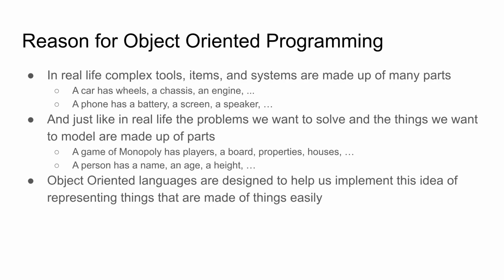For example, you might want to play a game of Monopoly. A game has players, it has a board, it has properties, it has houses, it has spaces. A lot of different things make up a game of Monopoly, which is surprisingly a very complex problem if you want to explain how to play it, even though 5-year-olds know how to play the game. A person has an age, a name, a height, an ethnicity, a gender, and so on. So object-oriented languages are designed to help us implement these ideas, that things are indeed made up of other things, and to allow us to use that abstraction in our programming.